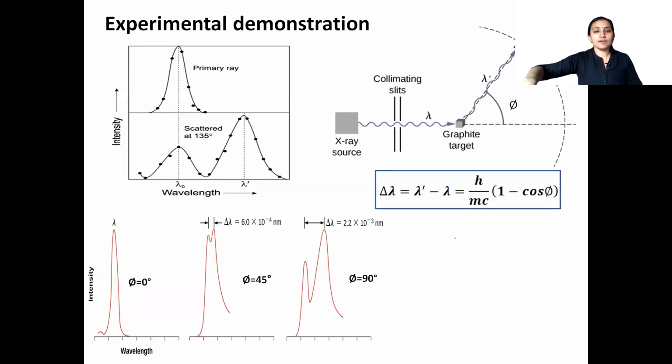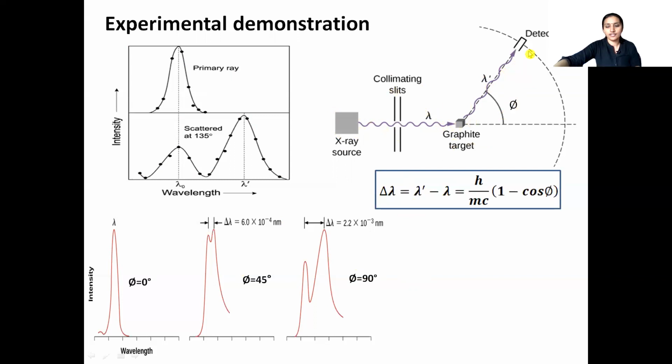Now, regarding the experimental demonstration of Compton effect, this figure shows the experimental setup. There is an X-ray source and X-rays are allowed to fall on graphite material, and a detector is placed to measure the scattered wavelength as well as the intensity. Okay, so the intensity and wavelength can be plotted like this. Now this figure shows the primary ray, and after scattering you can see that there is a peak in the wavelength, which means that there is an energy loss.